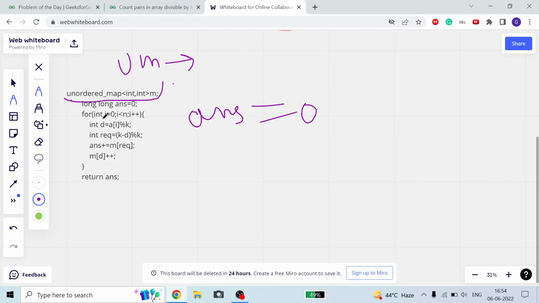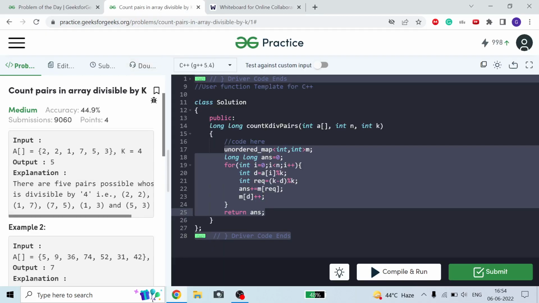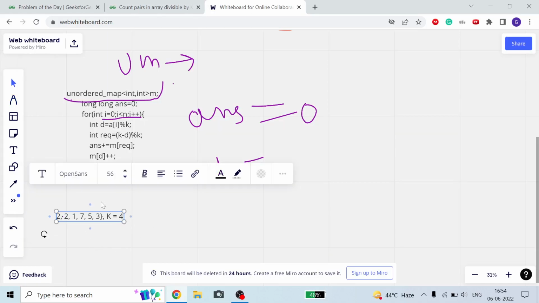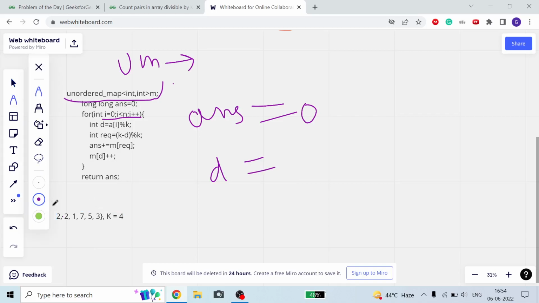Now for all the integers I find its remainder, means d is equal to ai modulo k. I am taking this as an example. Now we are initially at 2. So for 2 modulo 4, k is equal to 4, so 2 modulo 4 will be equal to 2.